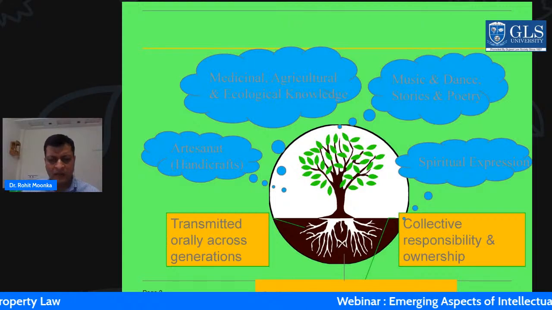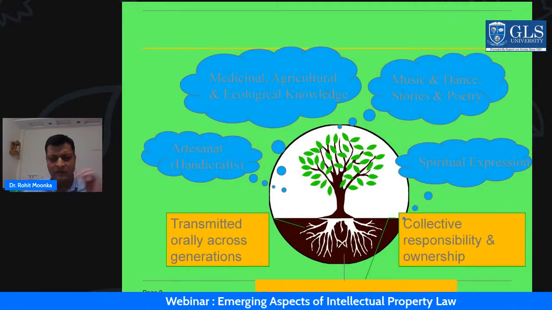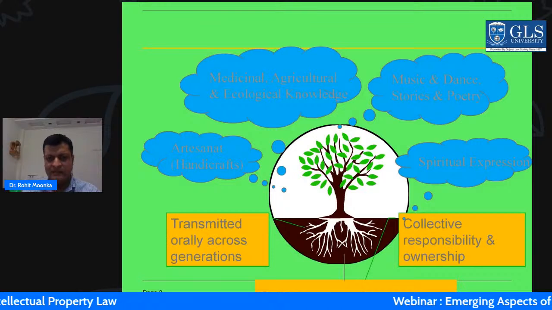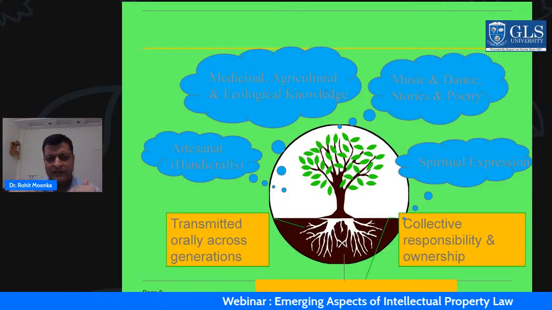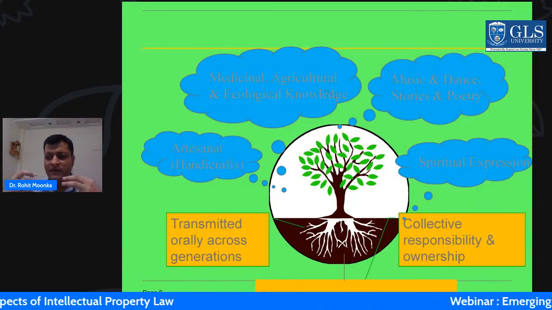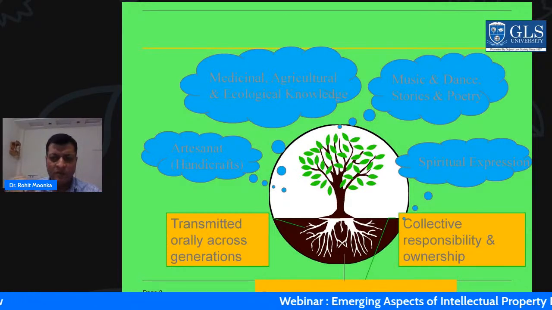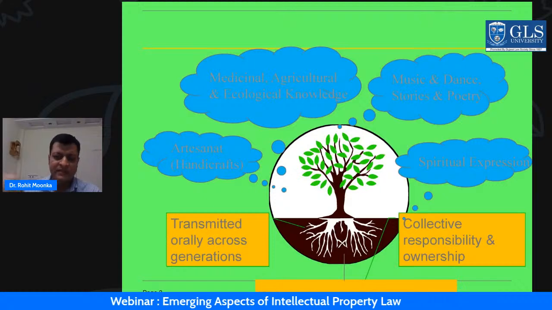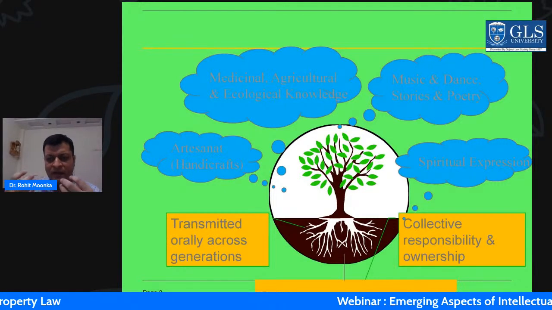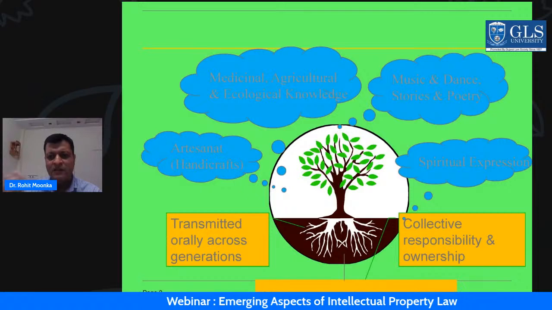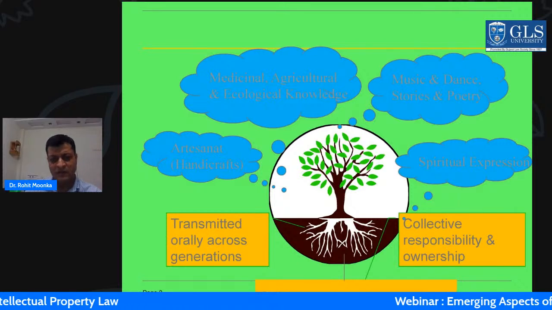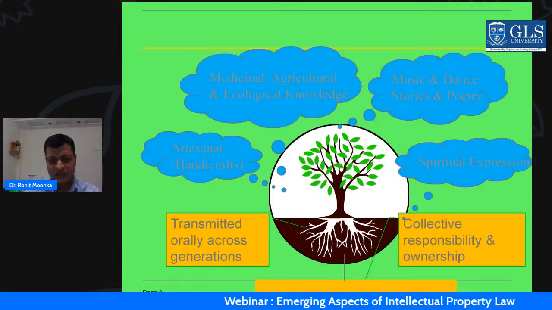Right. This is just to explain further what I have stated earlier. As you can see in the picture, this tree of traditional knowledge consists of medicinal, agriculture, and ecological knowledge, and it consists of music, dance, stories, poetries. We have tribal forms of dance, tribal forms of music. You go to places like Jharkhand, you go to places like Orissa, the tribes have their own style, their own pattern, their own designs of wall painting. So these are traditional paintings, traditional forms of music. Then you have spiritual expressions. You have handicrafts, which are of course traditional in nature.